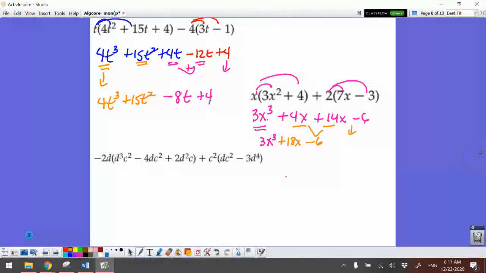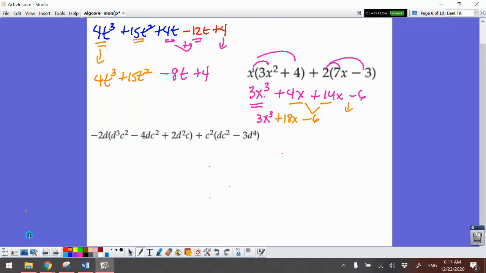All right, let's look at this last one. So this one has lots of variables, so we'll have to see if we have anything that's the same when we're done. So if we multiply here, we have a -2d^4c^2. So that's my first one. If I go to the next one, negative times negative is a positive, so positive 8d^2c^2.